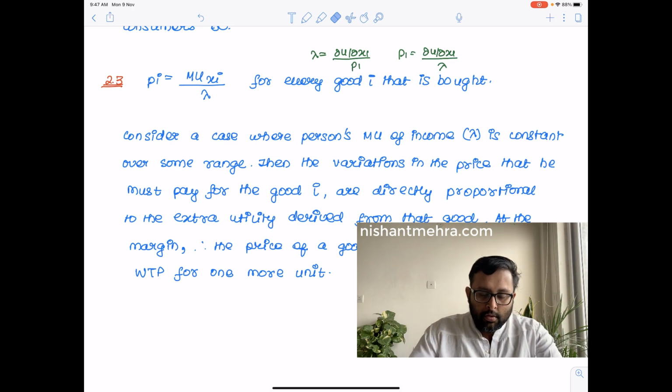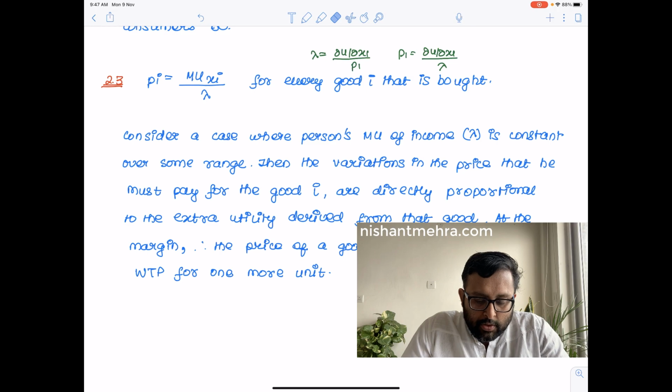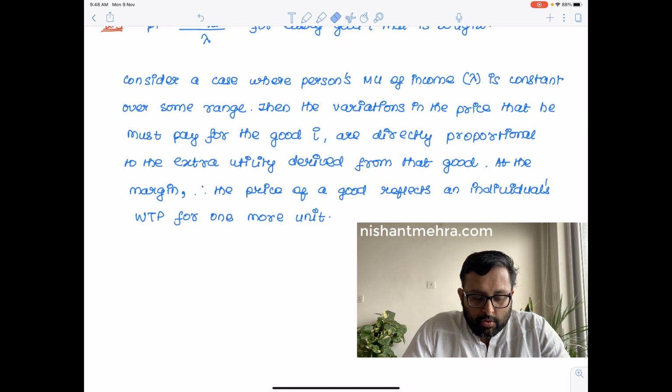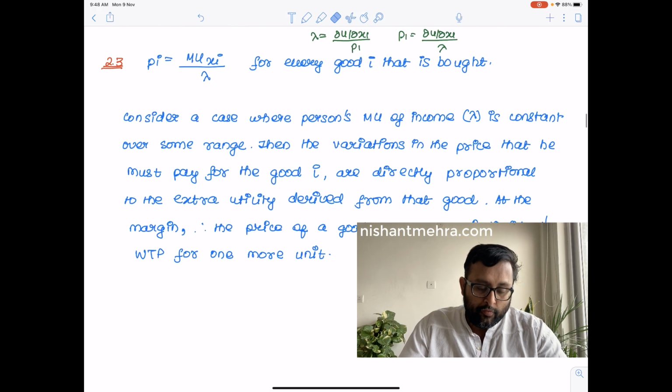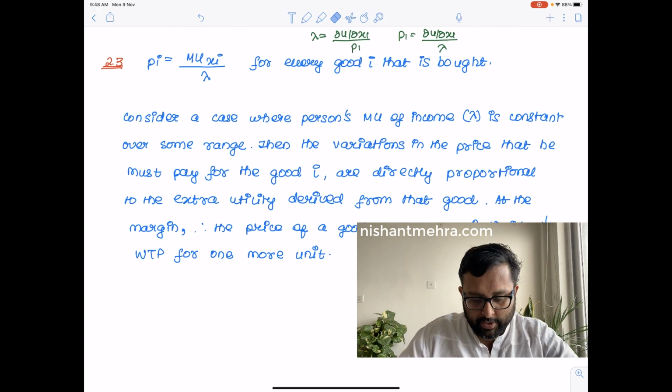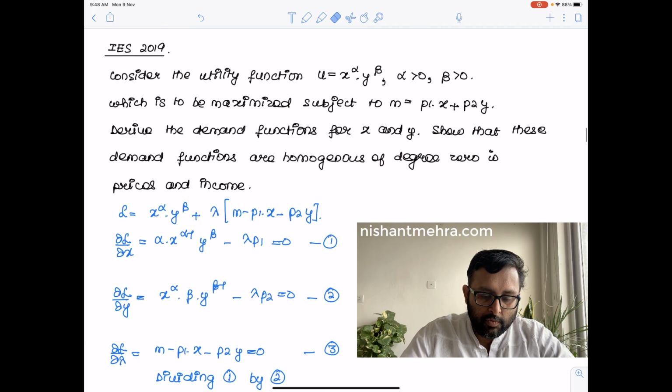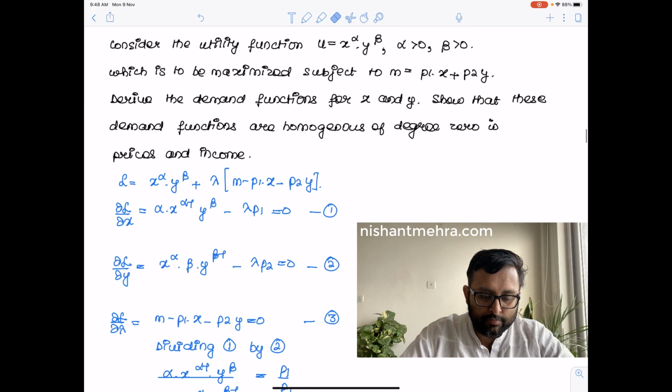So that is what is being told, that it is directly proportional to the extra utility which is derived from that good. So at the margin, the price of that good reflects the individual's willingness to pay for one more unit, right? Okay. Please have a look at this.